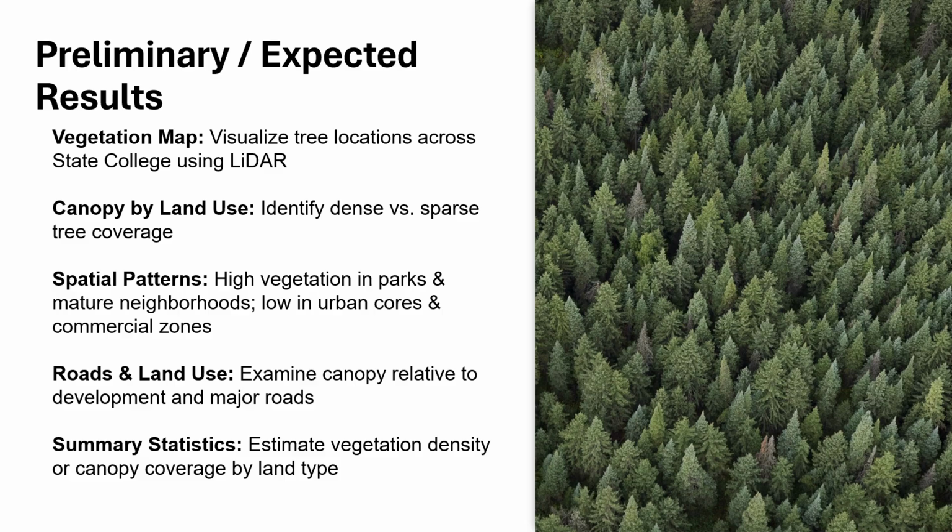I expect that high vegetation areas will correspond to parks, forested parcels, and mature residential neighborhoods, while lower vegetation will likely be observed in urban cores, along roadsides, and in commercial zones. Integrating road and land use data should allow me to explore how development patterns influence tree distribution. Finally, I plan to calculate summary statistics to estimate vegetation density or relative canopy coverage across urban, suburban, and forested areas, providing a clearer picture of expected spatial patterns of the urban tree canopy in the study area.